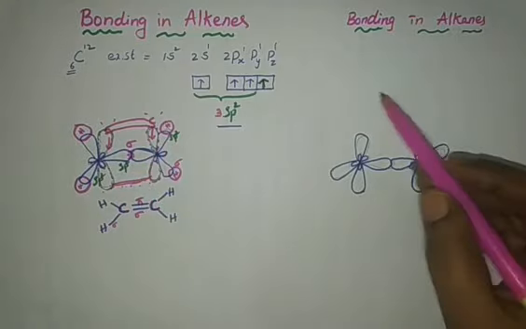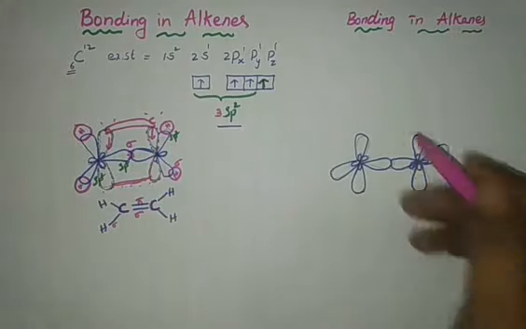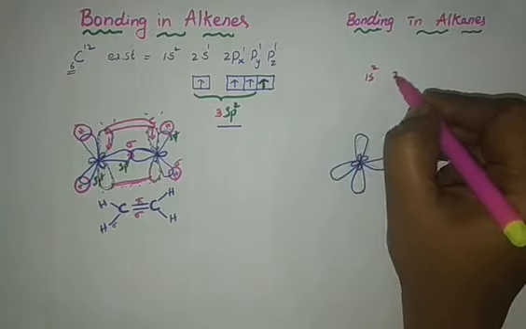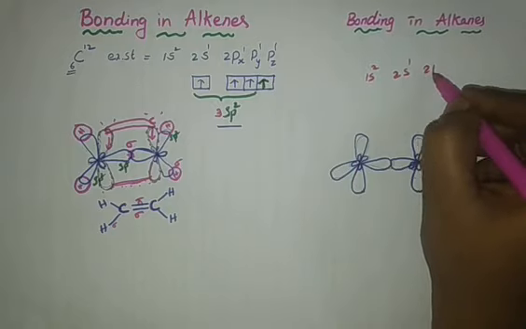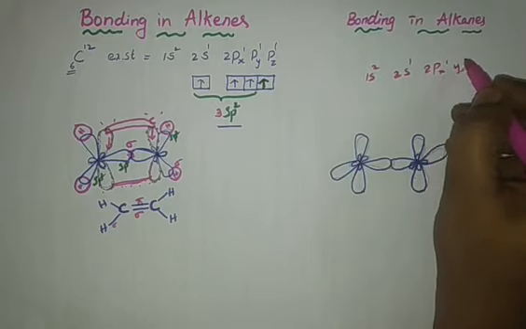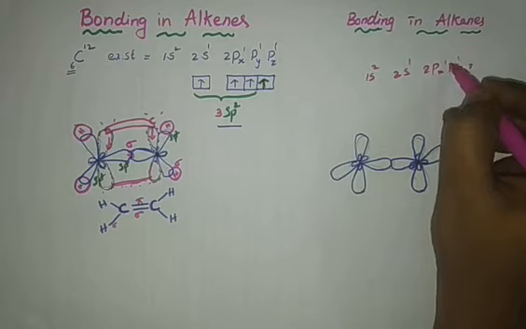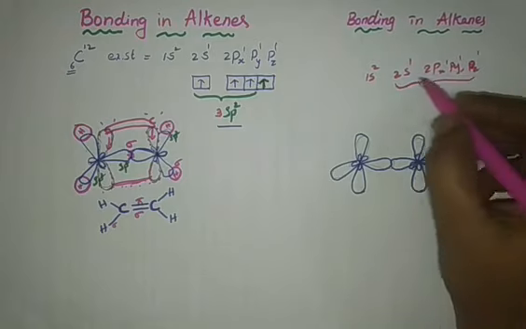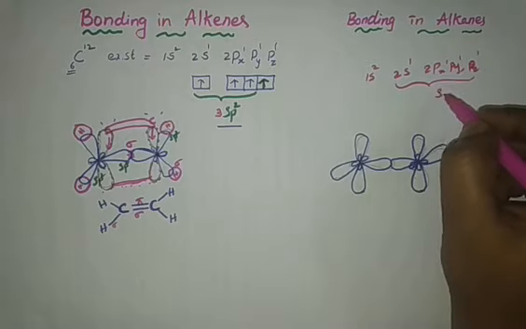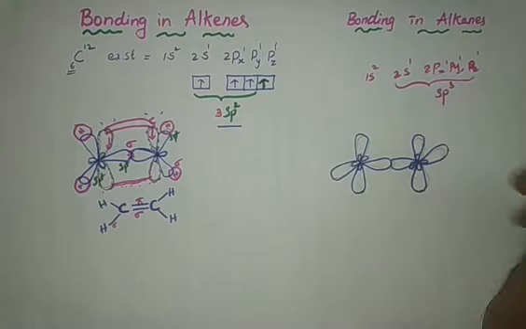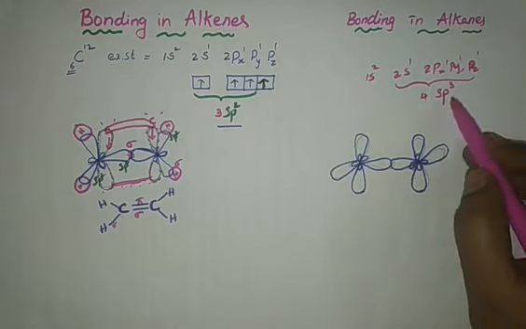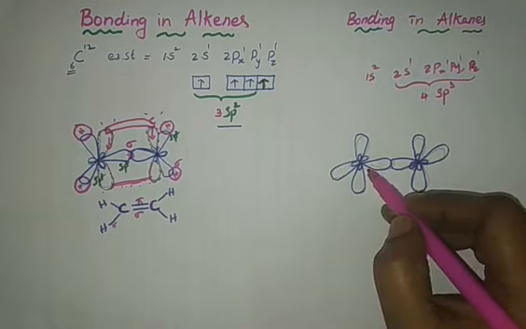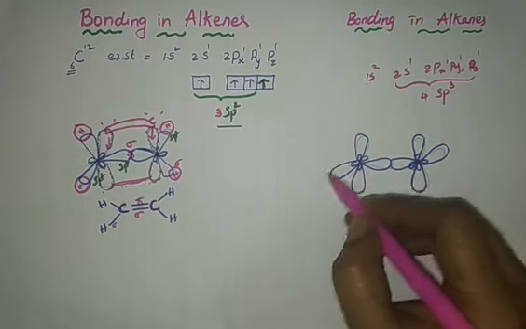Let me recollect for your bonding in alkanes. Alkanes, same 1s2, 2s1, 2px1, 2py1 and 2pz1 will be there. In this all orbitals undergo hybridization to form 4 sp3 hybrid orbitals, and all 4 sp3 hybrid orbitals are arranged in tetrahedral manner.